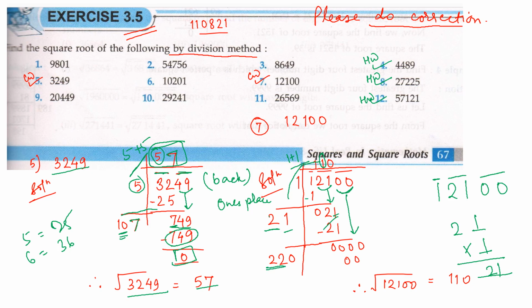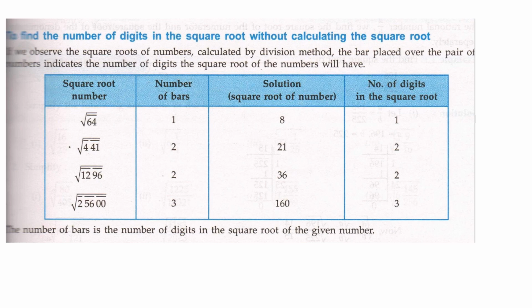Now how many times will it go? 220 into 0 will be 000. That is done. So your answer is root over 12100 is equal to 110. Now 4, 8 and 12 are your homework. Please do them. Here is a property I want to talk about.